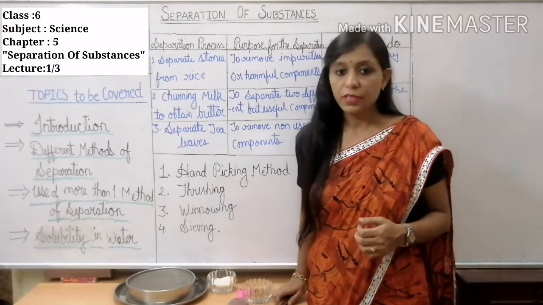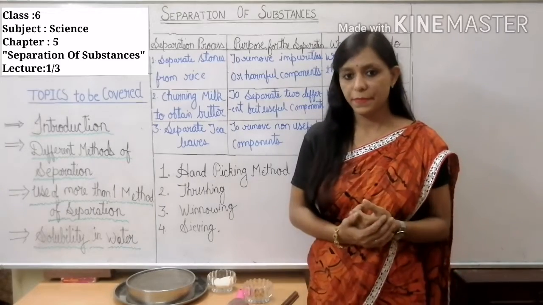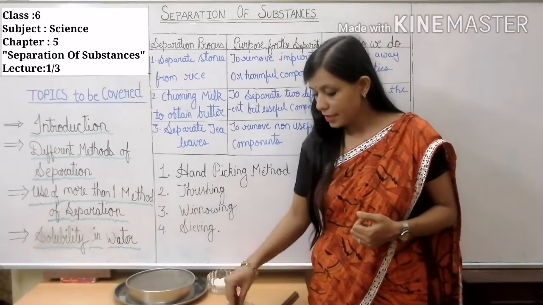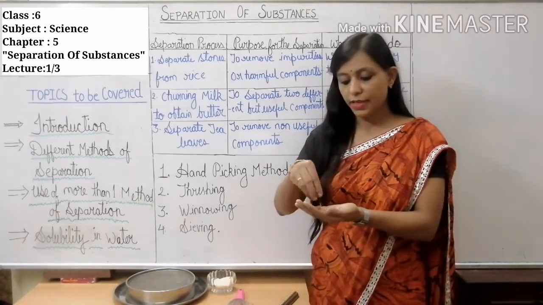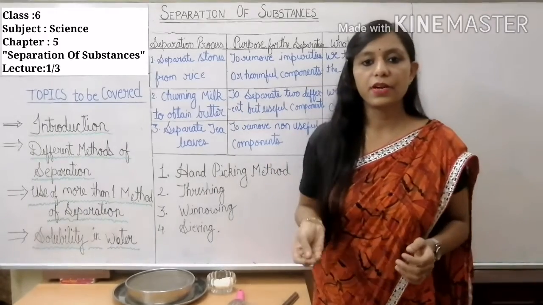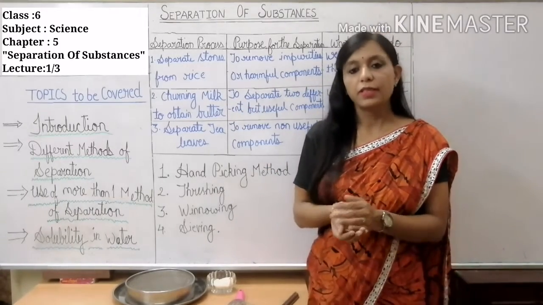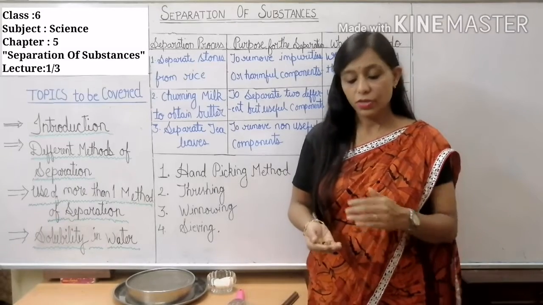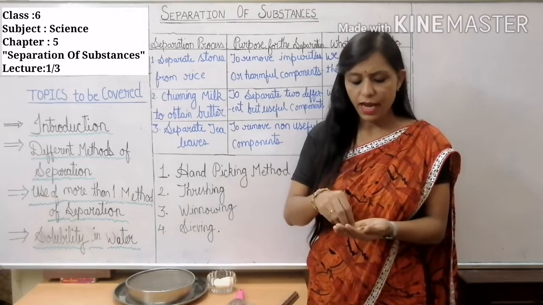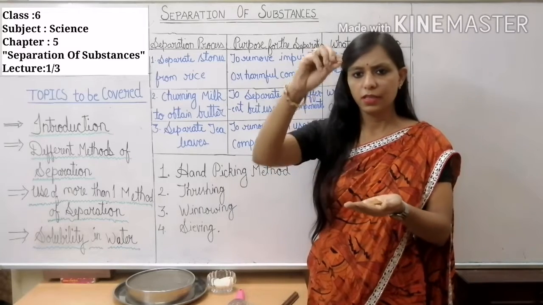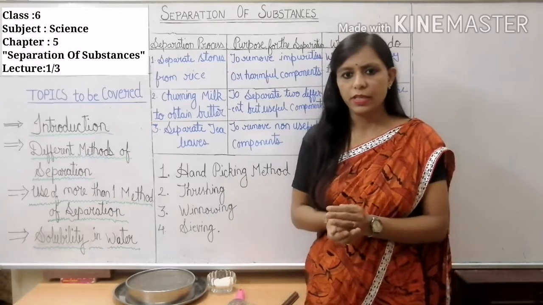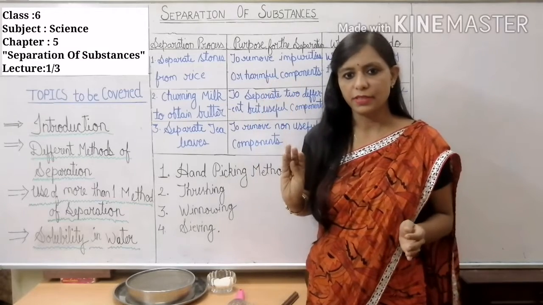So the first method is the hand picking method. Students, I have a mixture of peanut and almond. I have to separate it. So how can I separate it? Yes, it is quite simple. I am picking the peanuts and putting them in the bowl. And I separated the almonds.